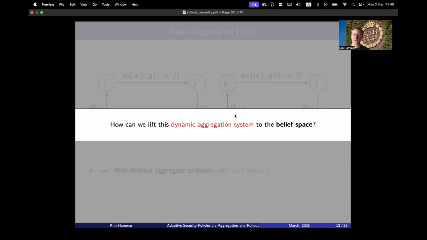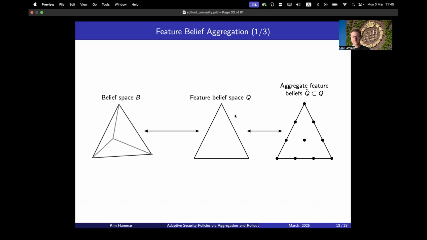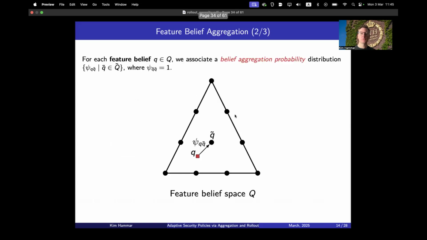And we do that in two steps. So first, we take the original belief space B and we map that to the feature belief space, which has a smaller dimension. And this mapping is actually already implicitly defined by the feature aggregation. So we already have that mapping. And then we aggregate the feature belief space into a finite subset called Q tilde. And this aggregation is defined via a belief aggregation probability that we denote with psi. So psi allows us to take any points in Q and then generate the corresponding Q tilde.